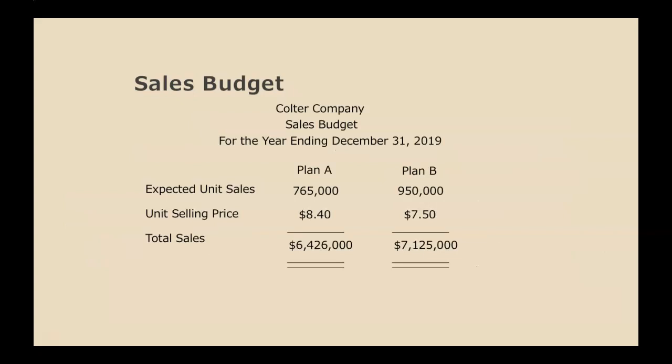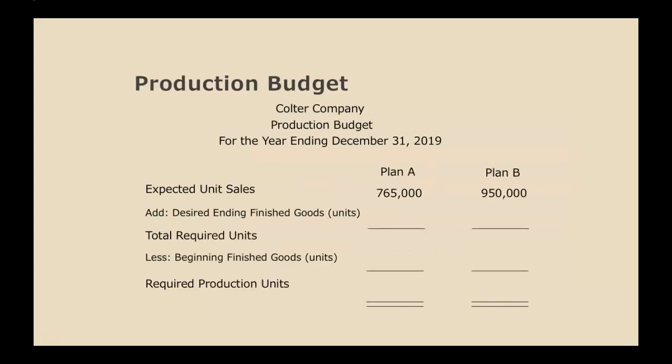So just taking a look here at our sales budget, we might be leaning more towards Plan B because our total sales are higher, right? We want the highest possible sales. However, there's more to consider here, right? This is just one little piece of the puzzle. So we have our sales budget figured out. Next up, we're going to work on our production budget.